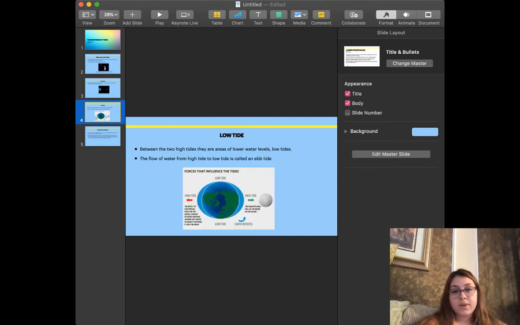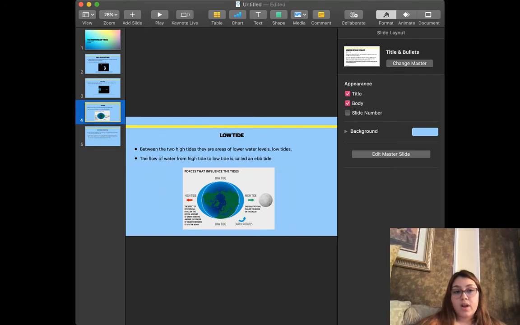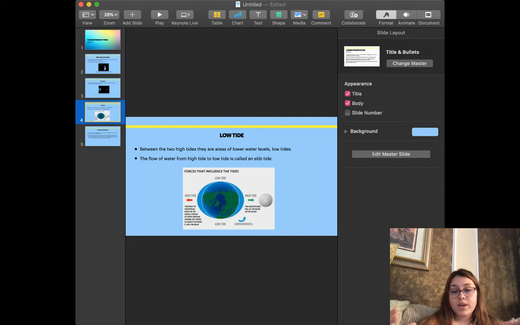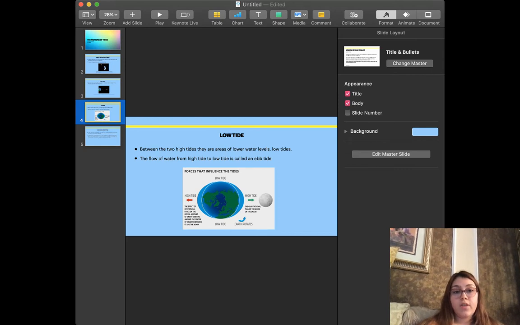The second one would be low tide. While one high tide is facing the moon and another is on the opposite side, away from the moon, between those two high tides are areas of lower water levels. These are called low tides. The flow of water from high tide to low tide is also called an ebb tide.